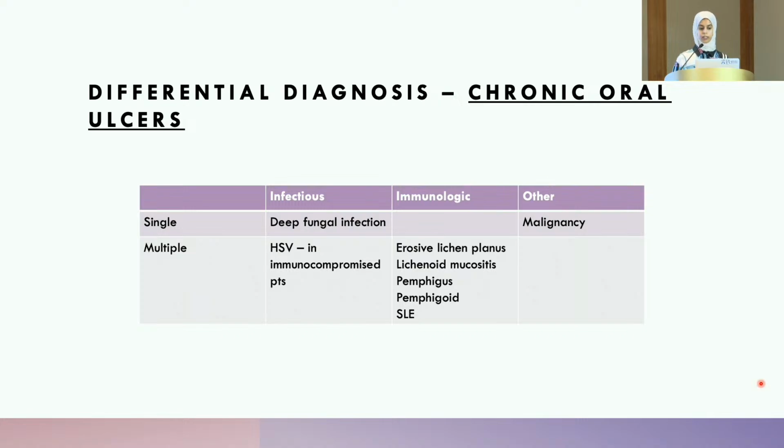For chronic oral ulcers that are single, it's either infectious like a deep fungal infection, and we do have some concern for malignancy in these cases. And then for multiple chronic ulcers, it's either infectious in the immunocompromised patients, or we think of our immunological conditions like lichen planus, pemphigus, pemphigoid, and lupus.